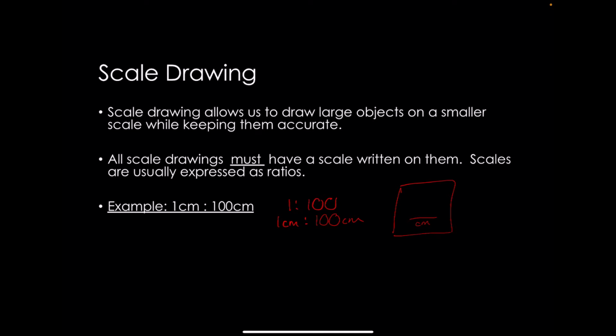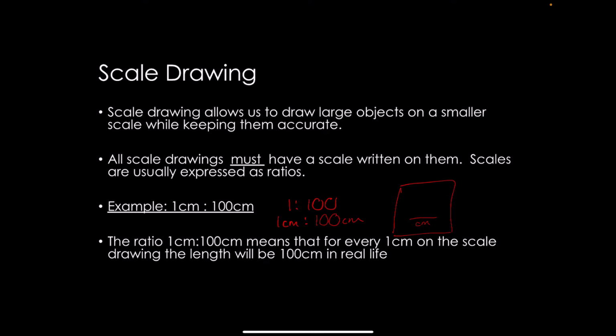So the ratio 1 to 100, or 1 centimetre to 100 centimetres, means that for every 1 centimetre on the scale drawing, the length will be 100 centimetres in real life. Okay, so you must remember that that's what that means. This first value is on the scale drawing, and this second value is real life. Now then, you'll see what I mean in a second when I go through some examples.